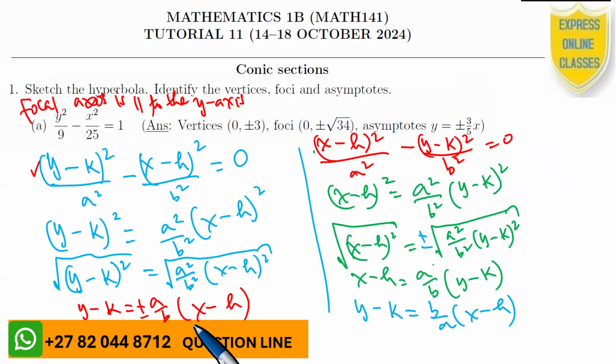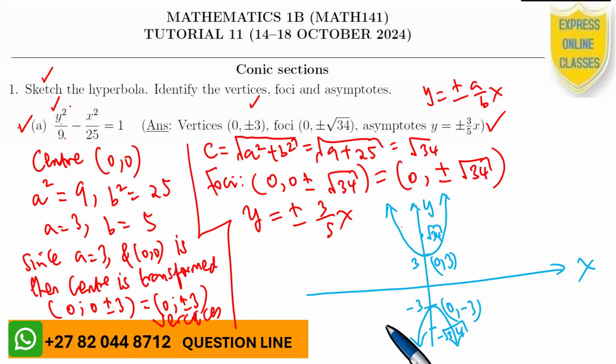So it means it can be either a over b when y is positive. When x is positive, it becomes b over a. So you can note it that way. It can be a over b all the time, but if it's x minus h, then it's a over b.